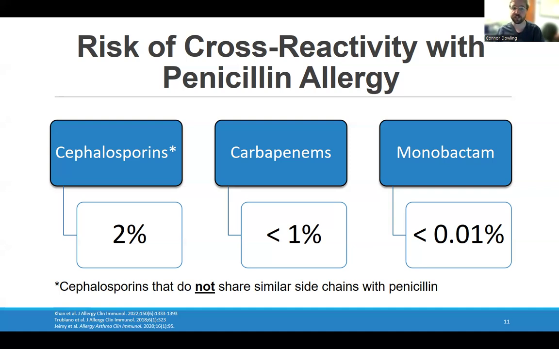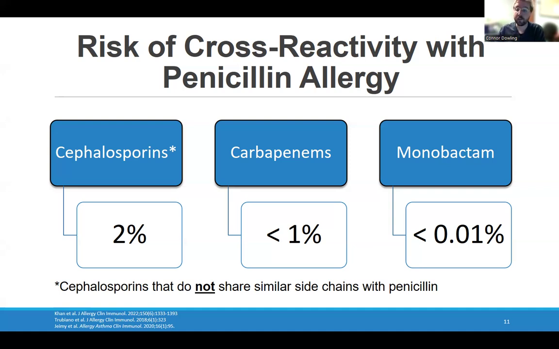Cephalosporins that do share similar side chains with penicillin, which we will touch on in a moment, carry a higher risk. So when we have that similar side chain, we have an increased risk of cross-reactivity. This has been found to be anywhere from around 30 to 40% for the risk of cross-reactivity between cephalosporins with those similar side chains and a penicillin.